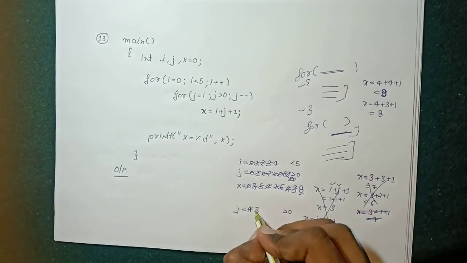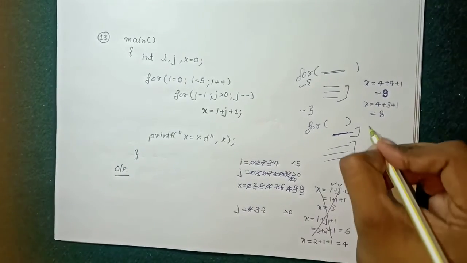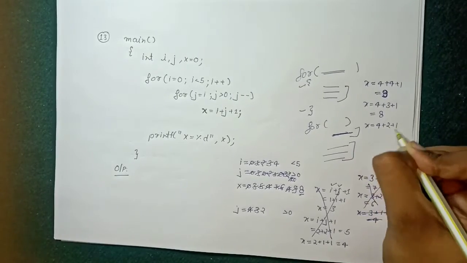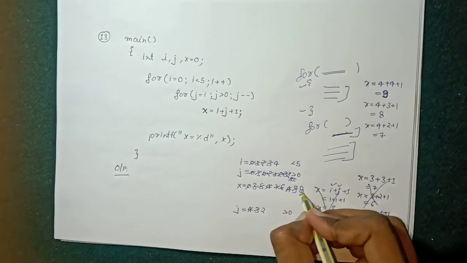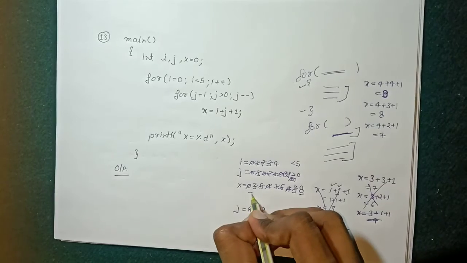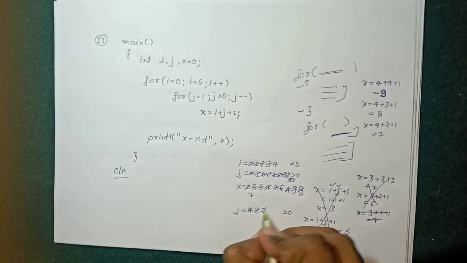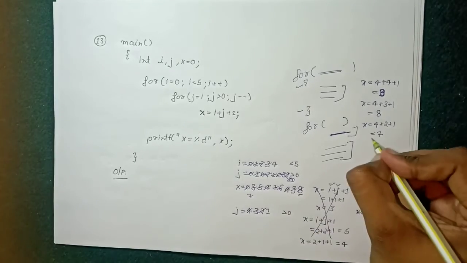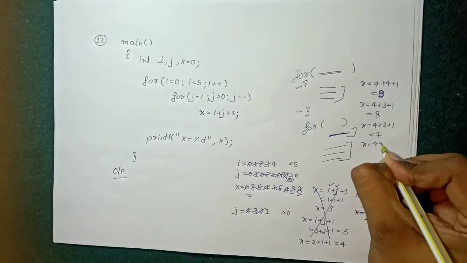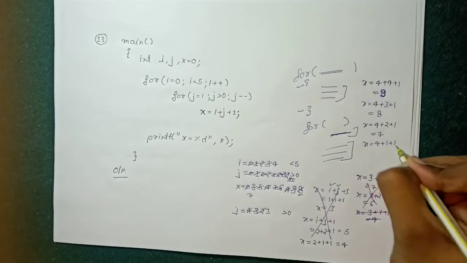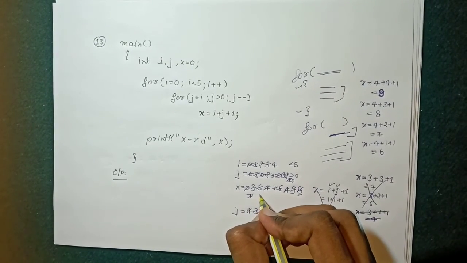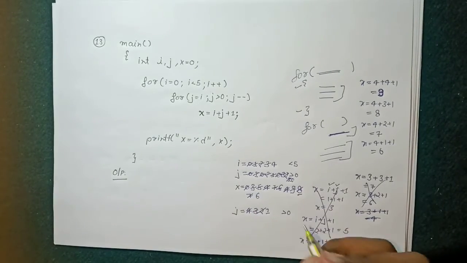Now the value of j is again decremented by 1. 2 is greater than 0, obviously, and then the value of x becomes 7. Okay, and 7 is stored here, not 8. Now the value of j is again decremented by 1, which is 1. 1 is greater than 0, obviously, so the value of x becomes 6. Now at last the value of x becomes 6.